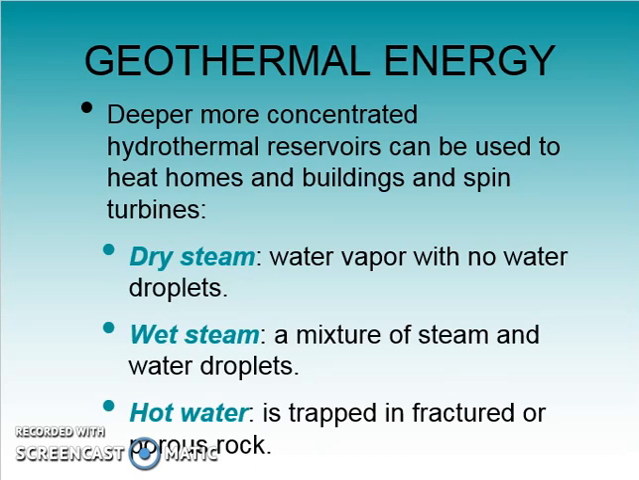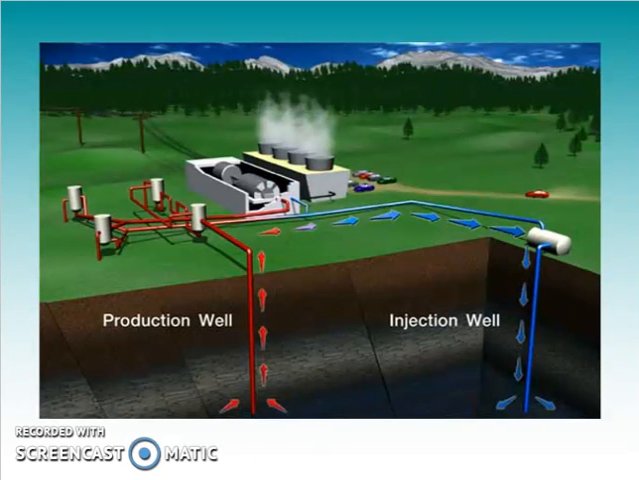Okay. Different types of geothermal. You can do dry steam, which is water vapor and no actual water droplets. You can do wet steam, which is steam with water droplets, or just hot water. So there are 3 different systems that can be used in buildings.